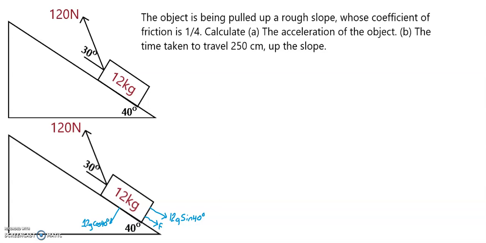The next thing to do will be to put the normal reaction of the plane or slope acting on the 12 kilogram mass. This will also act perpendicular to the plane, but in this direction, and the normal reaction is normally given the capital letter R.